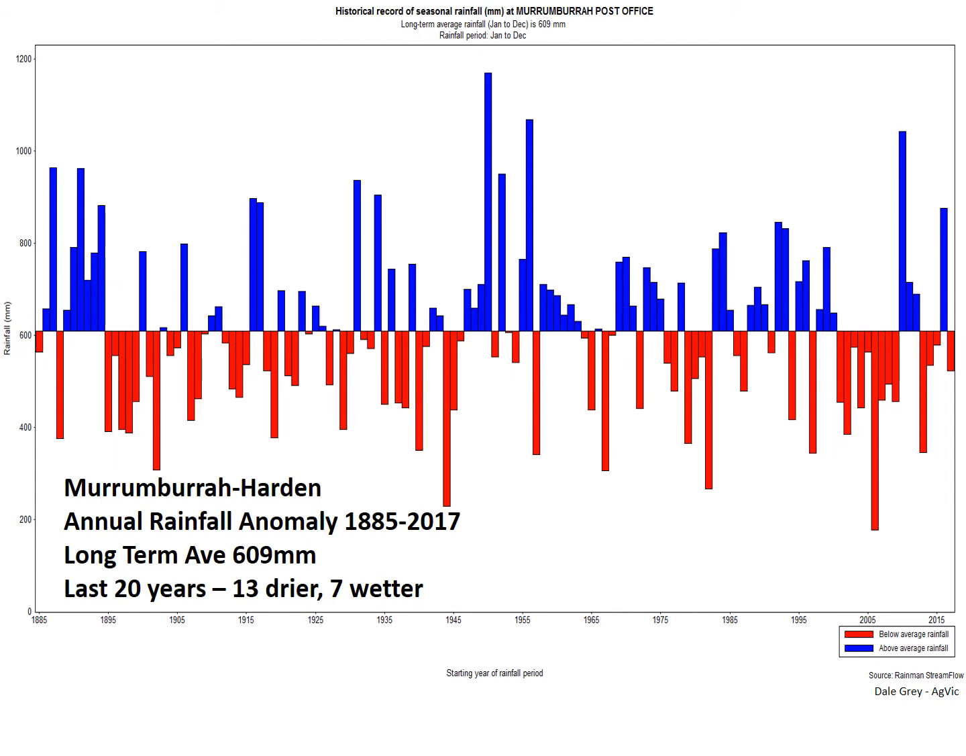Now what we've got here is a long-term rainfall record for Murrumburrah Harden. It goes all the way back to 1885 right through to 2017, and up the left axis you've got millimeters of rainfall. This is an anomaly graph, so there's a line right through the middle, which is a long-term average of 609 millimeters. You can see lots of variability there. Some years you get over 1,000 mils and other years barely make it to 300. Of the last 20 years you've got 13 drier and 7 wetter, so probably batting a bit below average.